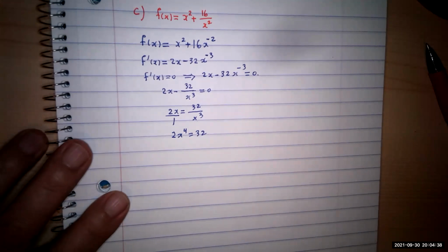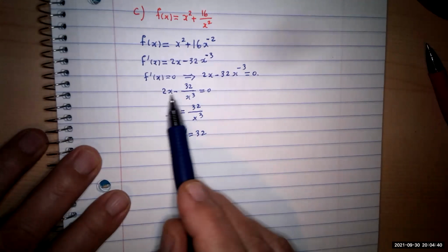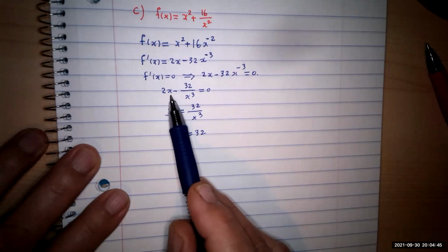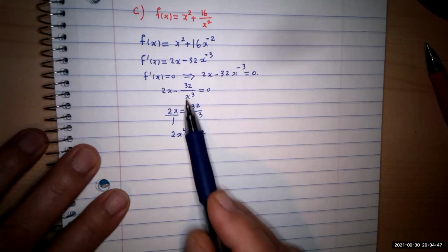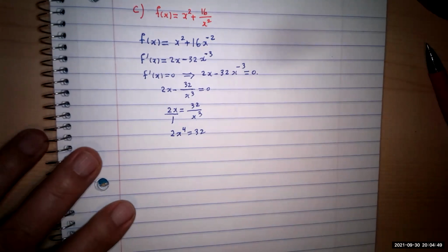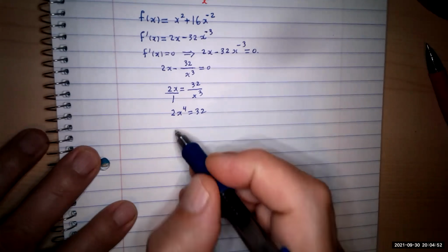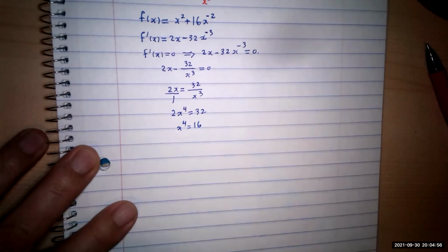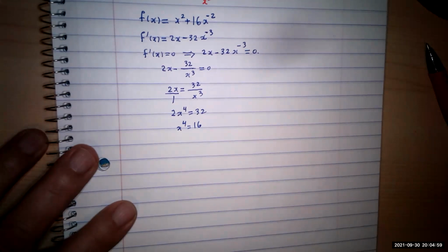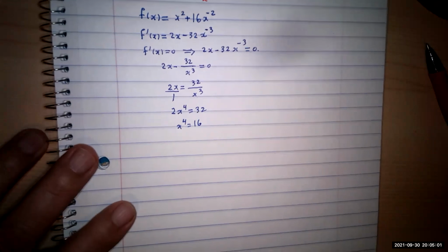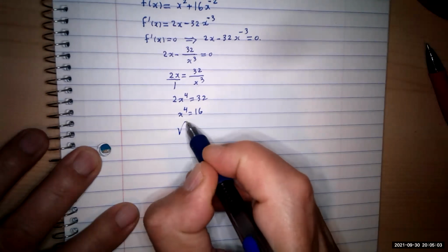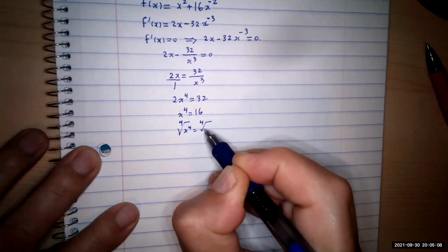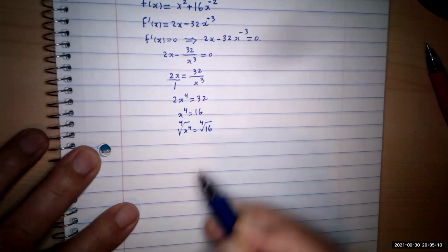Okay, this is the way you get rid of it, or you can multiply both sides by x cubed. It's going to be the same thing: x cubed times 2x would be 2x to the 4, and you get 32. Now divide by 2, so that gives x to the 4th equal to 16. And then you have to take the 4th root to find your x. So we take the 4th root, and this is going to be the 4th root of 16.